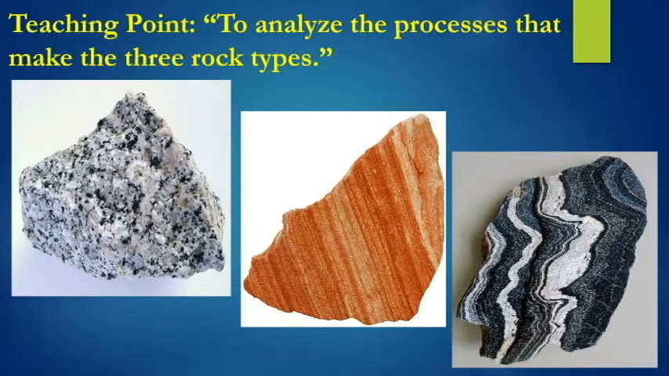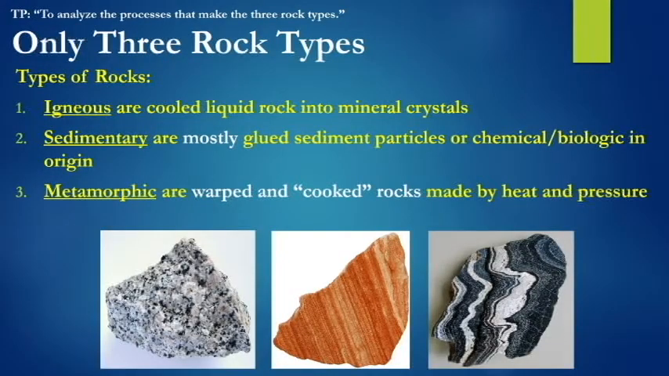This is a lesson about the three rock types and how they are each made. So basically the rock cycle. We're going to go over the rock cycle today. All right. So the three types of rocks are igneous, sedimentary, and metamorphic.